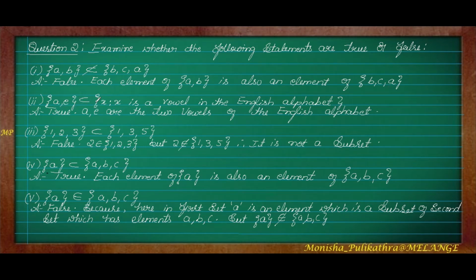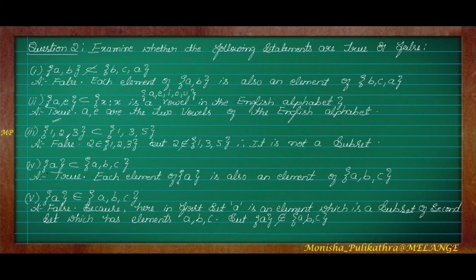{a, e} is a subset of {x : x is a vowel of English alphabet}. We know what is a vowel of English alphabet? A, E, I, O and U. So these are the vowels of English alphabet, right? So in a, e, i, o, u, the elements a, e also belong to these elements, right? Vowels. Therefore, {a, e} is a subset of vowels. Therefore, we can write it as true.